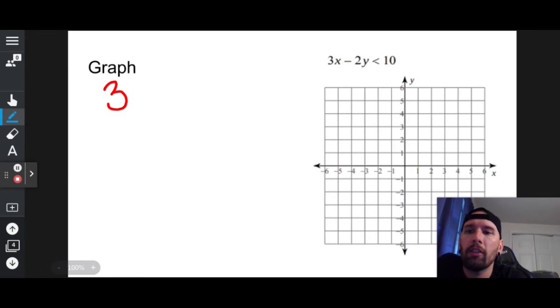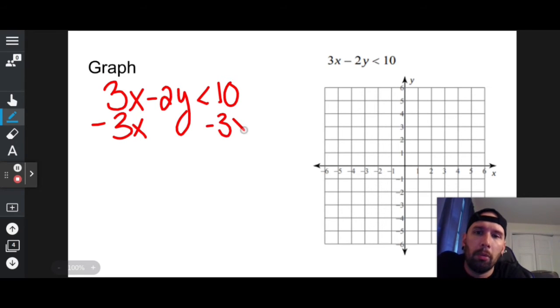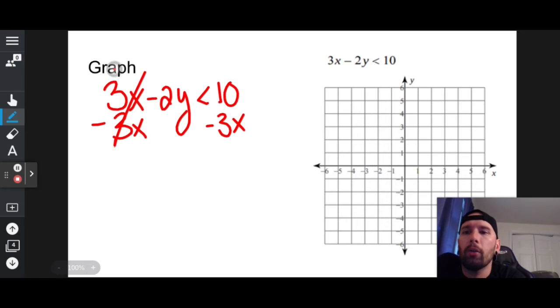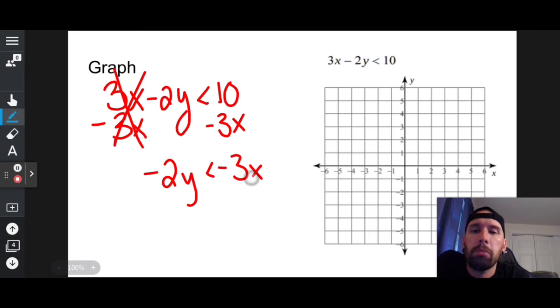I have 3x minus 2y is less than 10. If I want to get y all by itself, the first thing I have to do is subtract 3x from both sides. Subtract 3x from both sides. Sorry, a pop-up just popped up, so I'm getting rid of it. That goes there. -2y is less than. I want to make that look as much like slope-intercept form as possible. So -3x plus, because it's positive 10, bada bing.